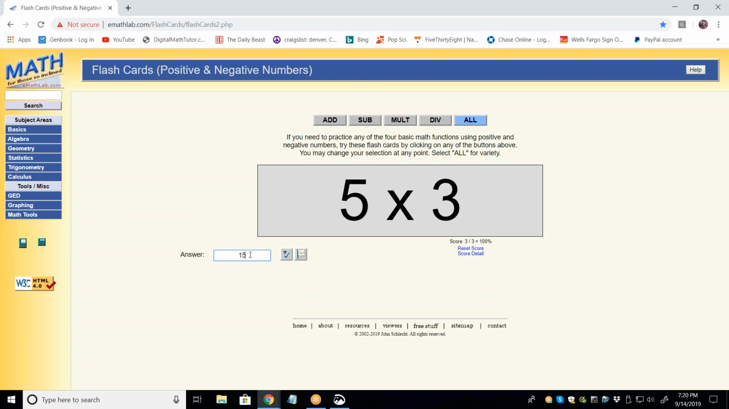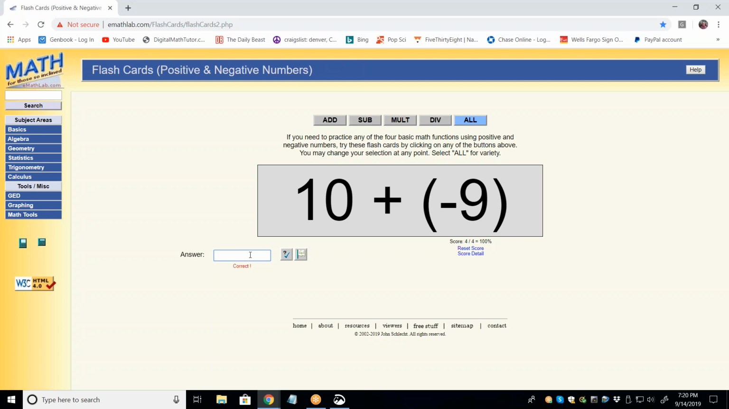15. Go. 19? Got a positive number being added to a negative number. What's the first step? Oh, first I'd make a negative a positive? No. First step is subtraction. When you have a positive number being added to a negative number, we have a positive 10 being added to a negative 9, subtract the two numbers. What do you get when you subtract them?